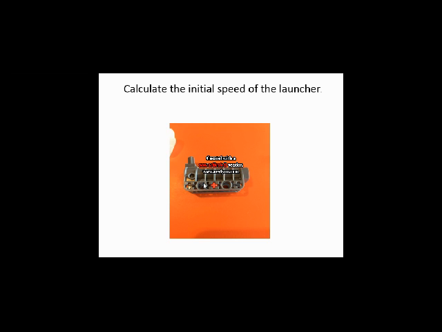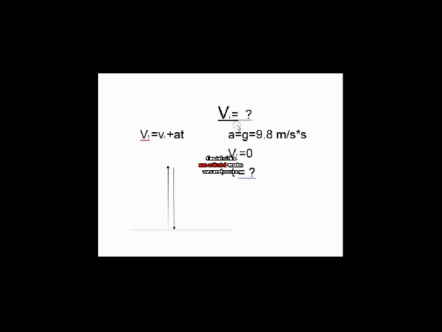Okay, in this video we will calculate the initial speed of the launcher. The picture indicates the launcher which we will use in this experiment. The main thing we need to figure out is the initial velocity. We will use this formula which comes from the last lectorial. This formula is final velocity equals initial velocity plus acceleration times time.